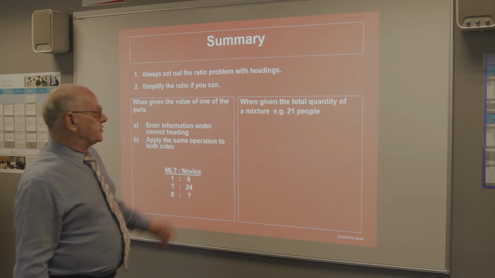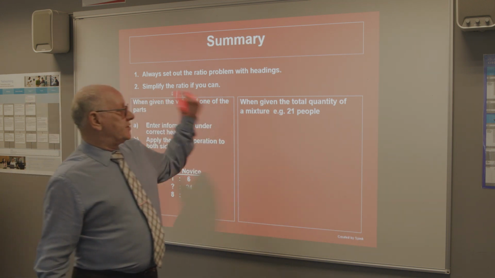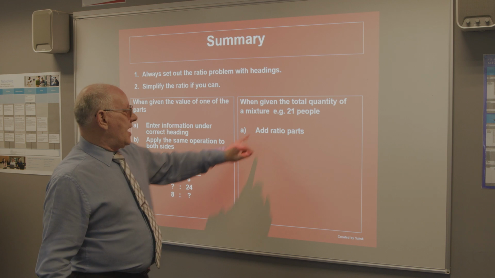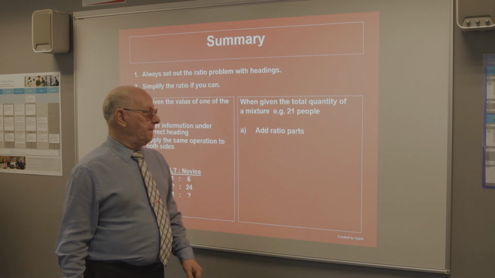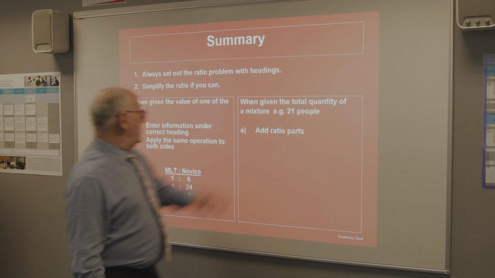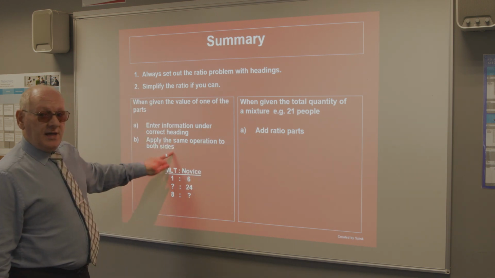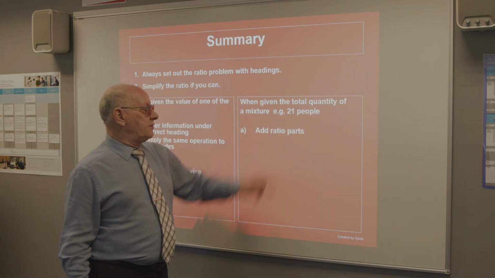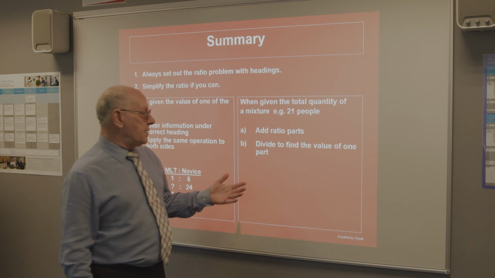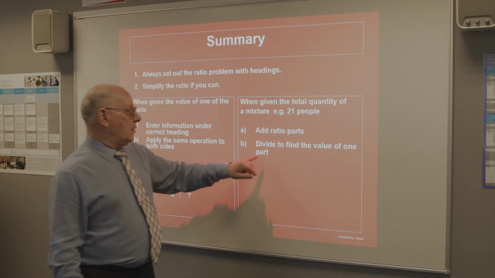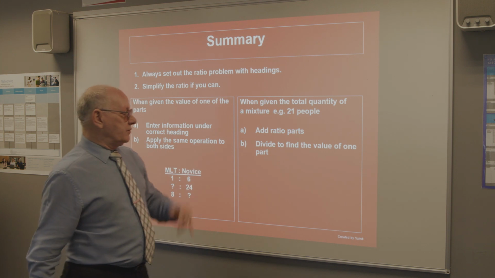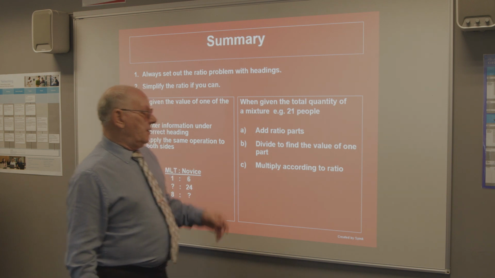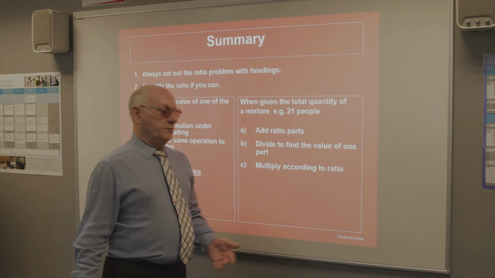When you're given the total quantity of a mixture, or in this case people, in the second question, 21 people, add the ratio parts instead. Because you've got a total there, you were given one side in the first question, but here you've got a total of both. So add the ratio parts, that came to 7 if you remember. Divide to find the value of one part, so divide the 21 by the 7 gives you 3, and then multiply the ratio accordingly. So 3 times 1, and 3 times 6.